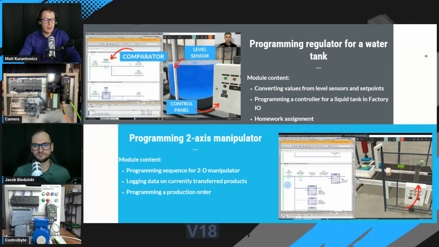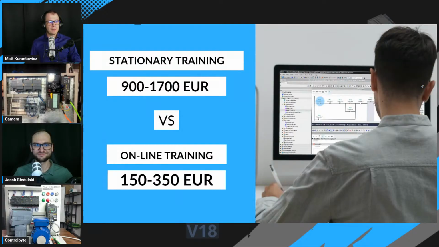Then we go to the last project, which is programming a two-axis manipulator. Here you will create a project with a simple database inside the PLC, and you'll grab elements on the entry conveyor using a 2D manipulator. You will use a gripper, and you will stack products in the box. So this is the last project in our course.